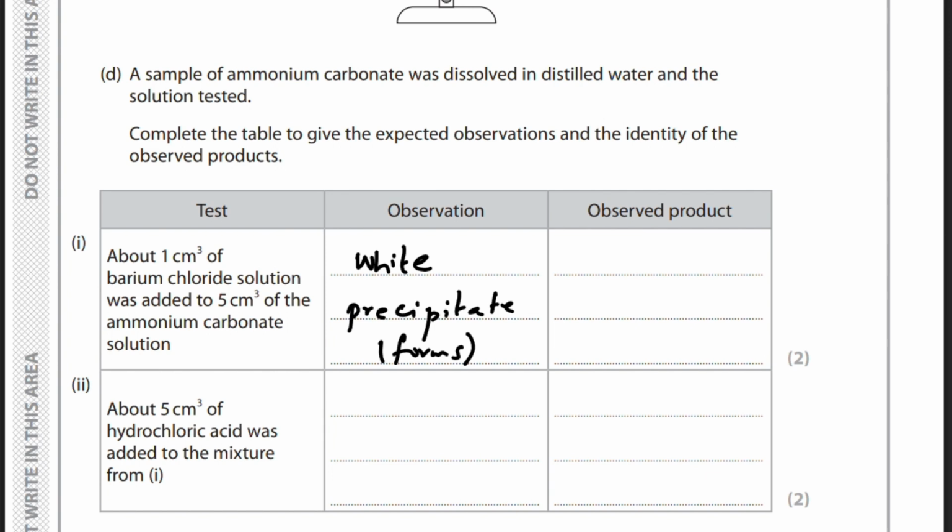And what would be the product? It's the barium carbonate.